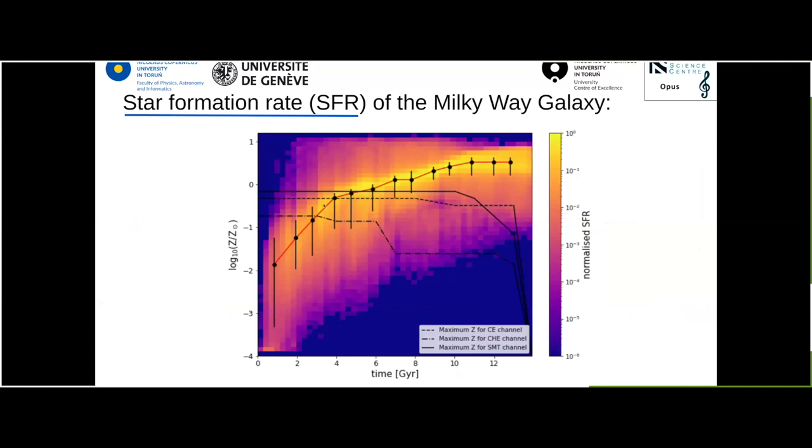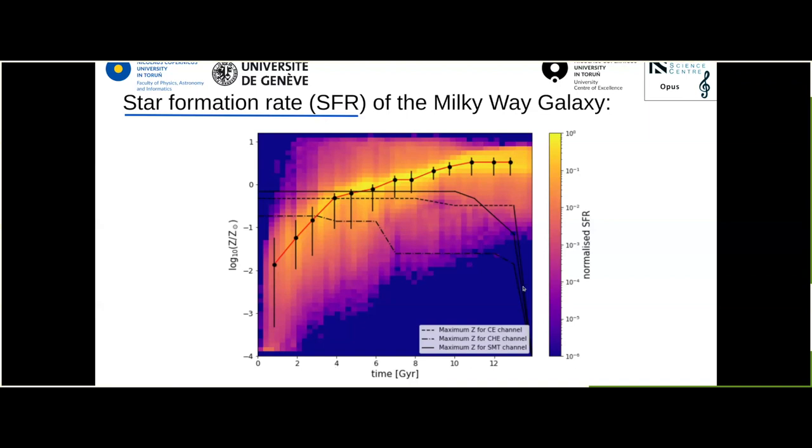Let's compare these with the metallicity dependent star formation history of the Milky Way galaxy. The heat map here shows the normalized star formation rate as a function of time and metallicity, whereas the red line and the associated error bars show the median metallicities and their spread of the newly formed stars as a function of time. For comparison, with the three black lines, we show the maximum metallicity for each formation channel.